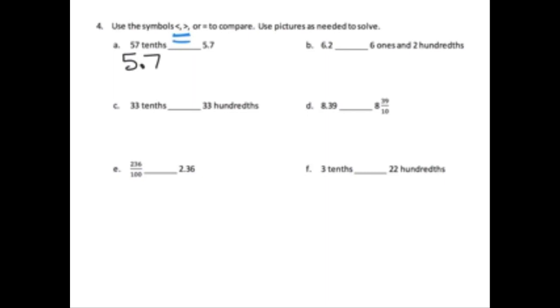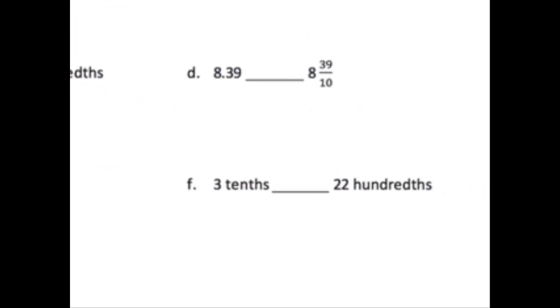Oh, let's look at this one right here. So let's see. This is 8.39, 8 wholes, 8 ones, 3/10 and 9/100ths. All right, but here we've got 8 wholes, 8 ones, but this right here, 39/10.